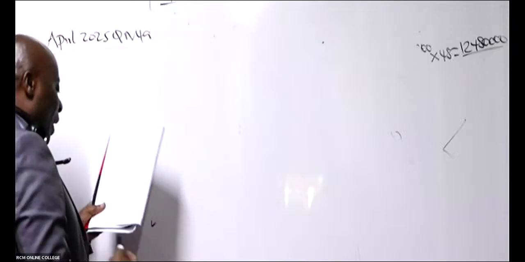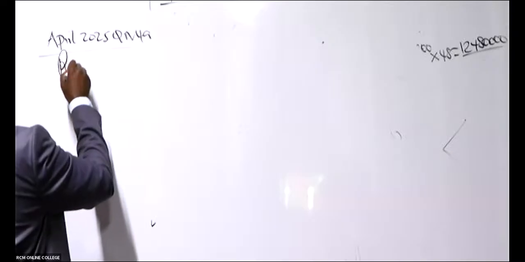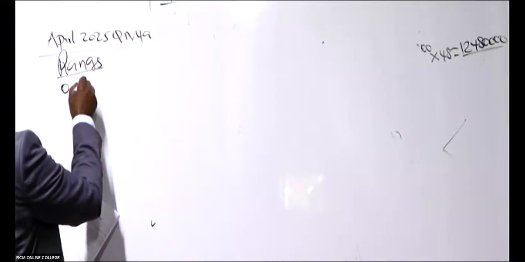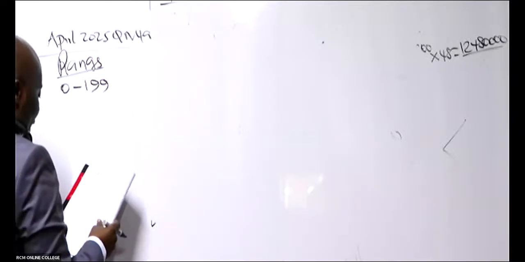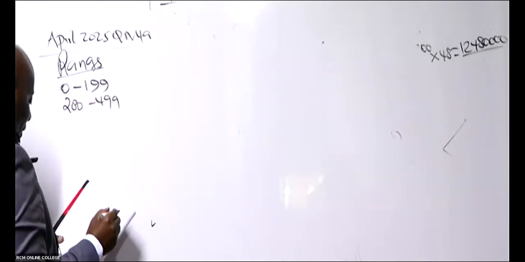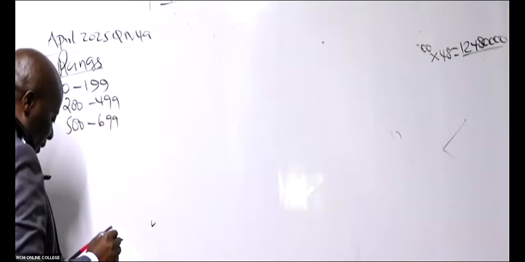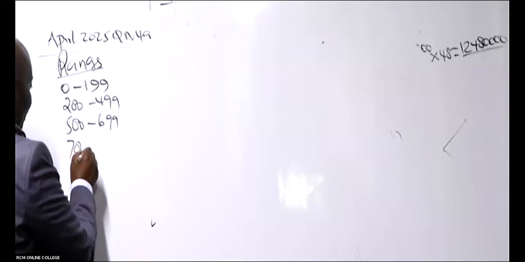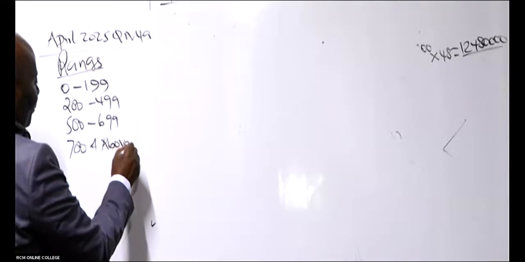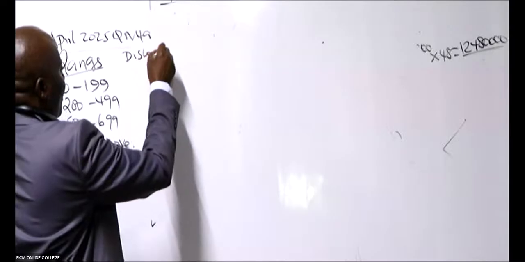How will I be able to handle it, ladies and gentlemen? The first thing that I will do, I will write my ranges. The first one is 0 to 199. Then 200 to 499. Then 500 to 699. Then 700 and above. So we have here the discounts.